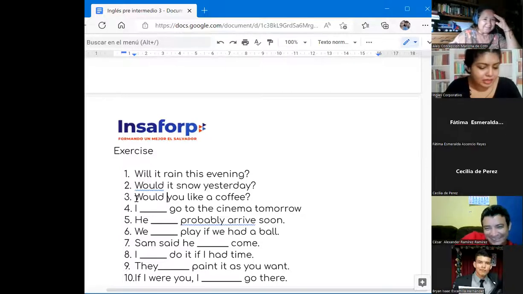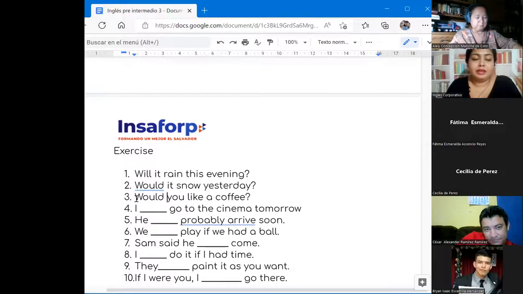Exactly. And we are learning. In that case, it is because it's someone that is asking for a service. Estamos dando como una sugerencia o estamos preguntando sobre algo que otra persona quiere. So, en ese caso vamos a utilizar would. Sí podemos utilizar will, pero es más informal.